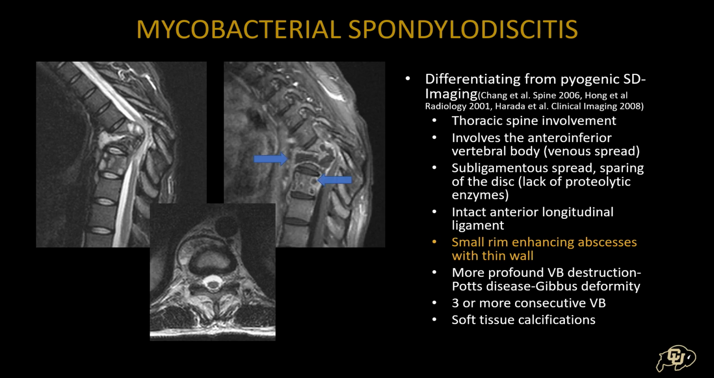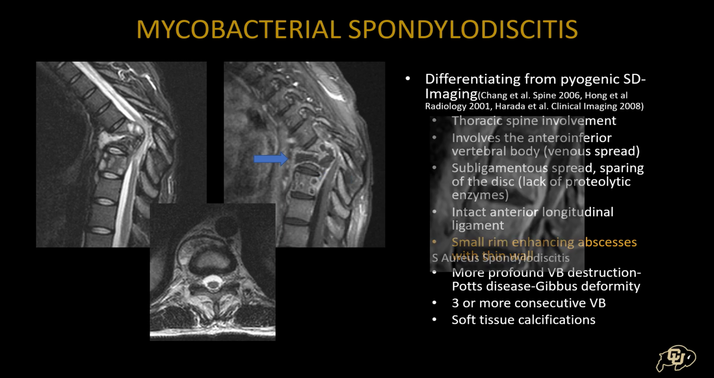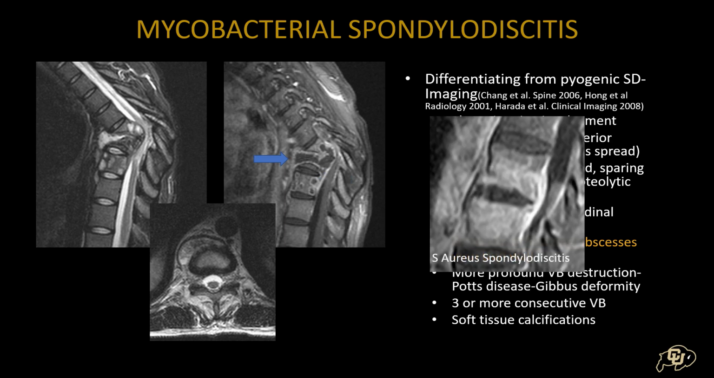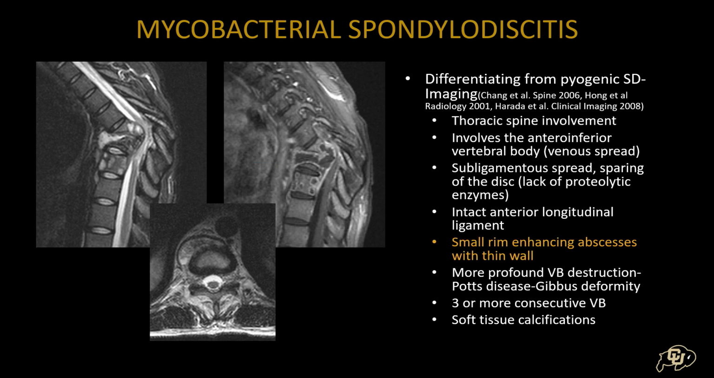Now, this is maybe my favorite specific finding in TB, these small rim-enhancing abscesses. So here we have a bigger abscess, but look at the level below. Tiny little interosseous abscesses are very specific for TB. This does not happen despite very extensive Staph aureus infection. It's very, very rare to get interosseous abscesses with Staph aureus. If you see that, think about TB or some other atypical infection.